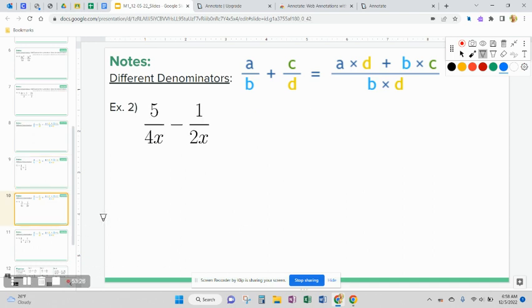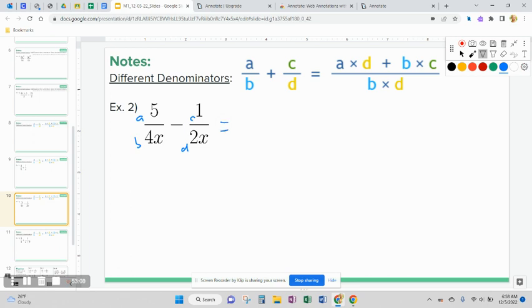Let's go ahead and try this on a new problem, example 2. Go ahead and pause your screen and try it for yourself. Check it against my work. If it helps you to label all the different items, A, B, C, and D, let's do that. A, B, C, D.